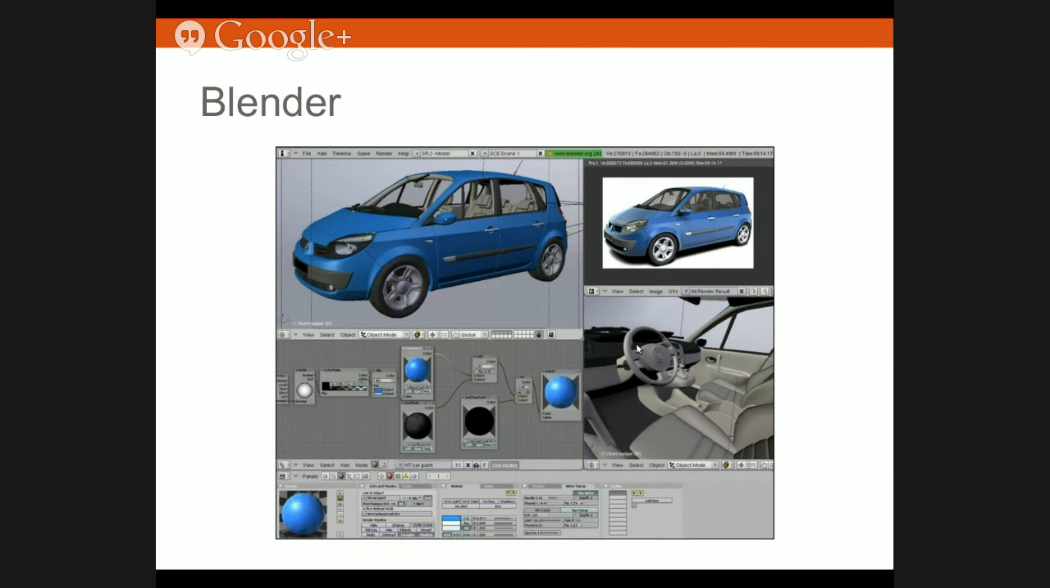Now, Blender, I'll show this in class next week and give you an example of how Blender looks. But Blender is just another tool where you can create 3D simulations and stuff like that.